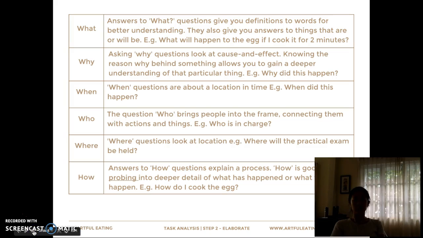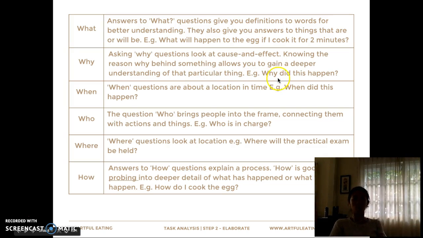Alright, so a little more detail about the questioning, the 5 Ws and 1 H method. So what questions give you definitions to words for better understanding. Basically, you've already defined your keywords and phrases, so this part might not be as important. The next question you want to ask is why. Why questions look at cause and effect and help you to know the reason behind something, allowing you to gain a deeper understanding of that particular thing.